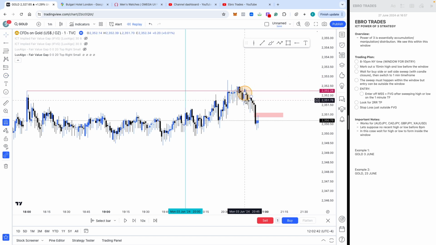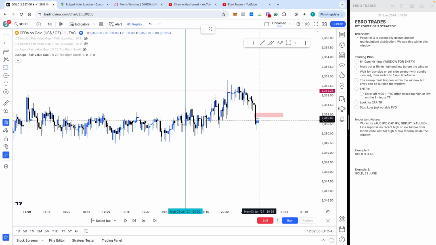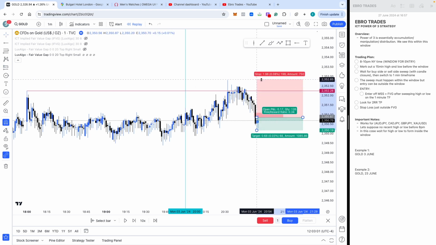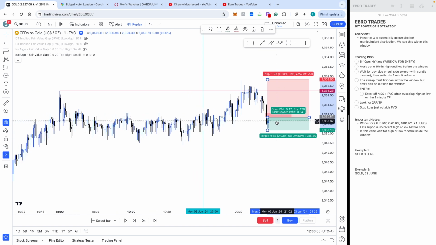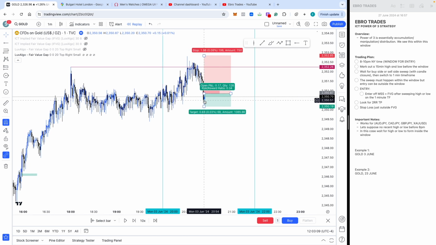But since we didn't get the fair value gap until here, our entry is going to be off of this fair value gap. So I'm entering off this fair value gap, targeting our sell side liquidity with our stop loss just above the liquidity. So just above the buy side liquidity. Because you really want to be conservative with your stop loss. Have faith in your setup. Don't stop yourself out with a super narrow stop loss.